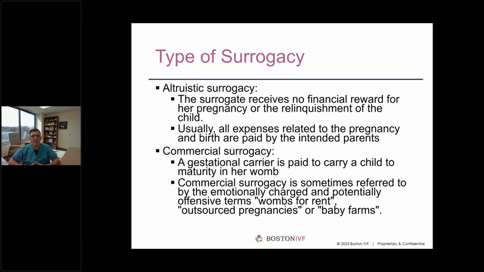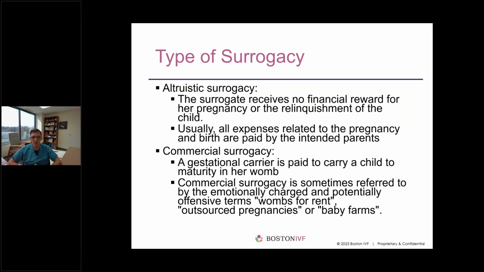There are a few types of surrogacy. There is altruistic surrogacy. Basically, the surrogate is not receiving any financial reward for her pregnancy or for giving up the child. And then the couple who's getting the child has to pay all the expenses that are related to the pregnancy and birth. They have to pay for all those expenses.